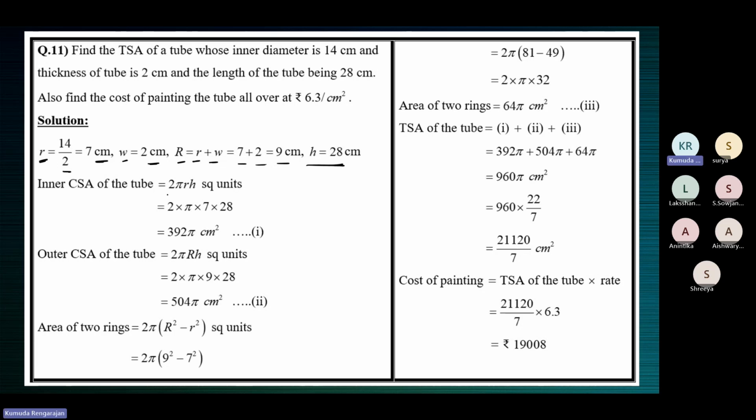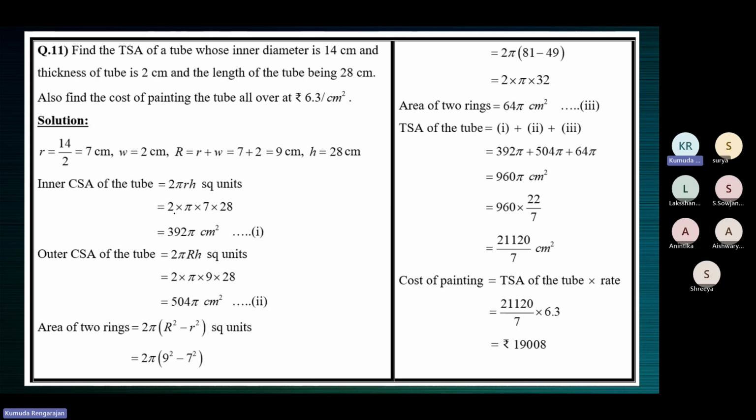So now inner CSA. For a cylinder, the CSA formula is 2 pi RH. So inner will be 2 pi small r h, and outer will be 2 pi capital R h. So substitute the values. What you should notice here is I have not used the value of pi. I have not used 22 by 7. You can use it, but I'll tell you why I did not use it.